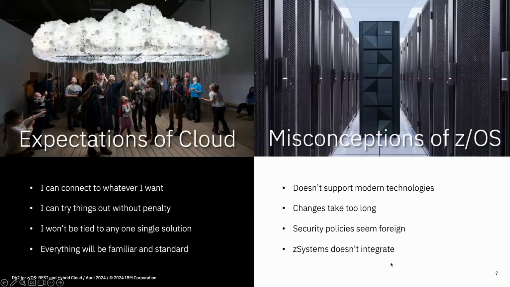So bringing this back to the cloud and the mainframe, we have this expectation of cloud environments, of hybrid cloud, of anything like that, that they're super easy to use and you can connect to them whenever you want. You can test things out, you can try things out without any penalty. You're not tied to a single solution. You can have this hybrid cloud environment that's perfect and seamless and nothing ever goes wrong. Everything is familiar and standardized. That's what we expect. Is that what happens?